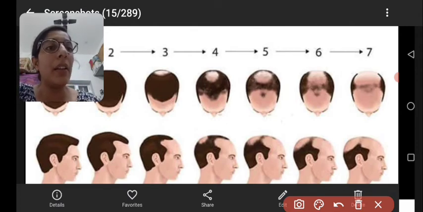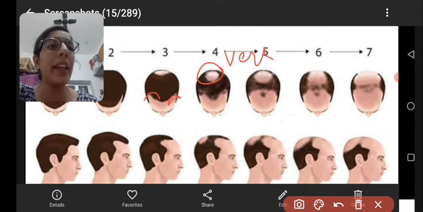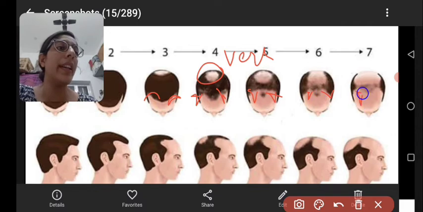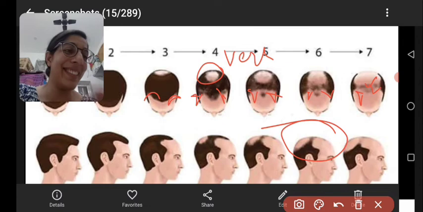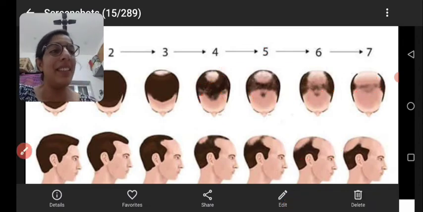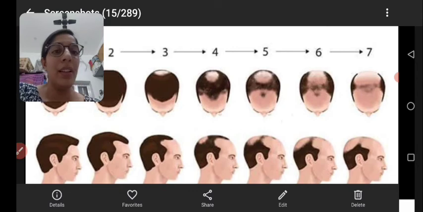Look at the pattern from the vertex, and this is the frontotemporal area. This is the pattern of the hair loss. One of the dance teachers has this kind of pattern of hair loss. Now he has this kind of pattern of hair loss. He's my favorite teacher, by the way.